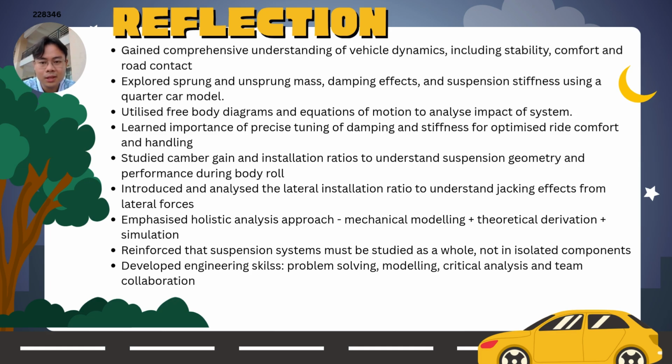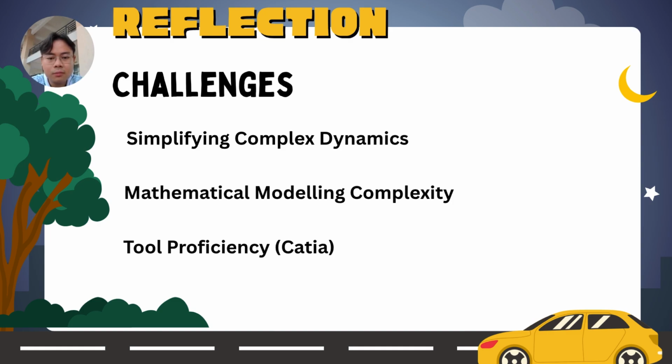So from what we studied, we learned a lot. We gained a comprehensive understanding of vehicle dynamics, including stability, comfort, and contact. We learned about sprung versus unsprung mass, the coefficient of spring, and the stiffness of spring. From this study, we developed engineering skills such as problem solving, modeling, critical analysis, and team collaboration. For the challenges, we faced simplifying the complex dynamics, mathematical modeling complexity, and tool proficiency, which is using CATIA to do our model.